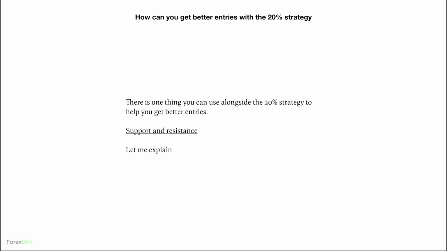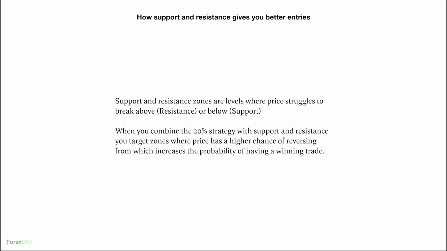There is one thing you can use alongside the 20% strategy to help you get better entries: support and resistance. Let me explain how support and resistance gives you better entries. Support and resistance zones are levels where price struggles to break above or below. When you combine the 20% strategy with support and resistance, you target zones where price has a higher chance of reversing from, which increases the probability of having a winning trade.